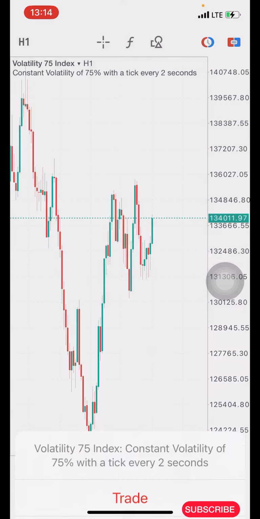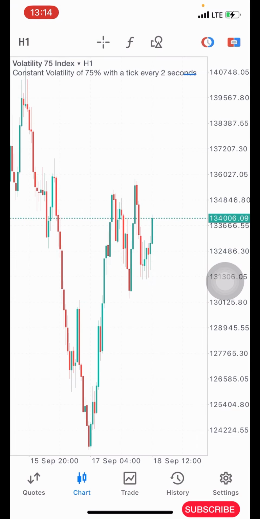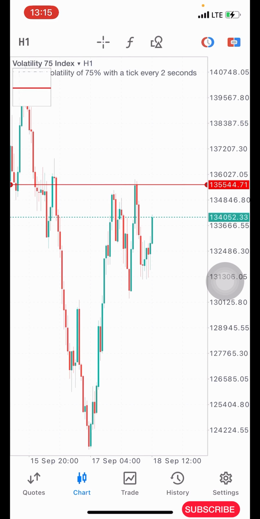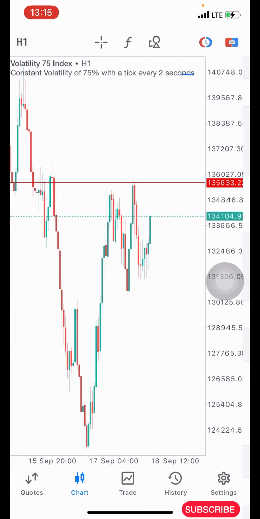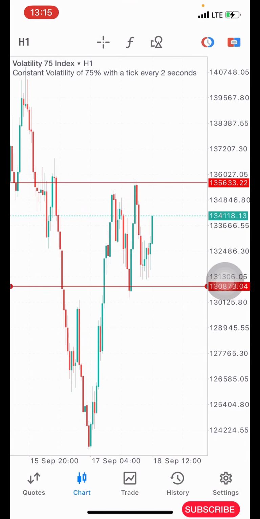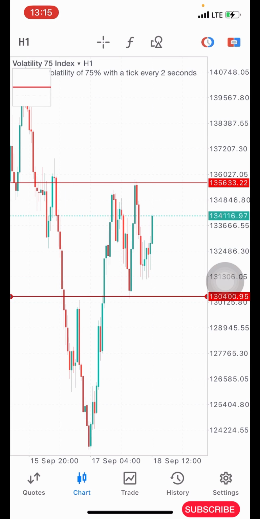Now I'm going to mark the most recent support and resistance area. You can see here, this is the area where I'm seeing some support and resistance zone, and here again the most recent area right here. This is the most recent I'm seeing on the 1 hour time frame around this area here.